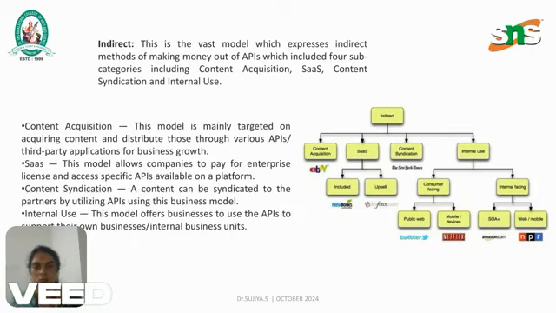Content acquisition is mainly targeted at acquiring content and distributing it through various third-party API applications for business growth. In the SaaS model, a company pays for an enterprise license and accesses specific APIs available on the platform. Next is content syndication, where content can be syndicated to our partners by utilizing the API in their business model. And internal use offers businesses the use of the API to a certain extent for their own business and internal business units.